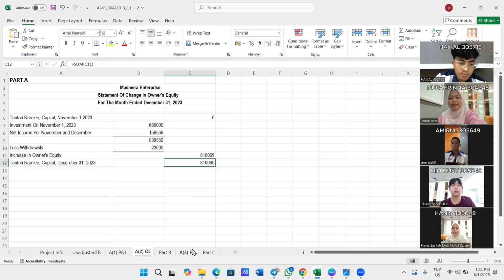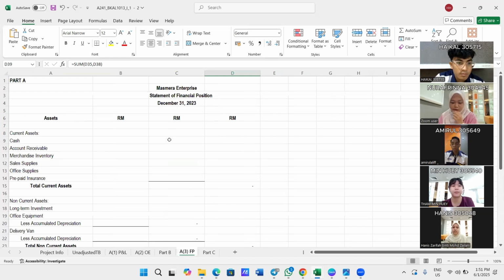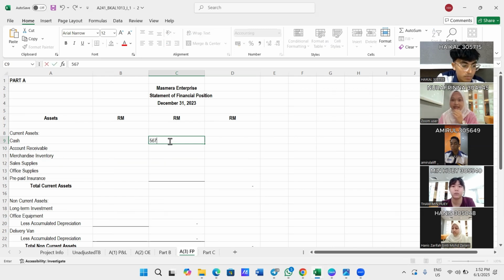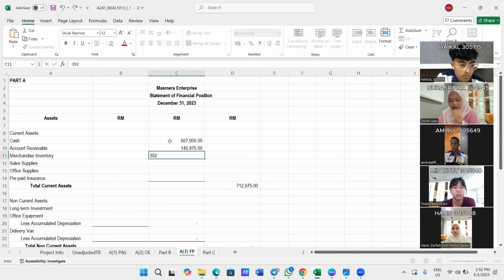Okay, thank you, Hanis, for the explanation for the statement of changes in owner's equity. Now we move to the last question, which is the statement of financial position. Anybody would like to continue? Okay, so now we move to the statement of financial position. For the first item is current asset. So the first one, cash. The amount is 567,000. The second one, account receivable, 145,875. The next one, merchandise inventory. The amount is 392,813.